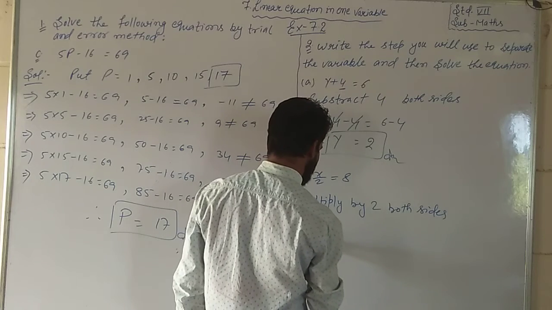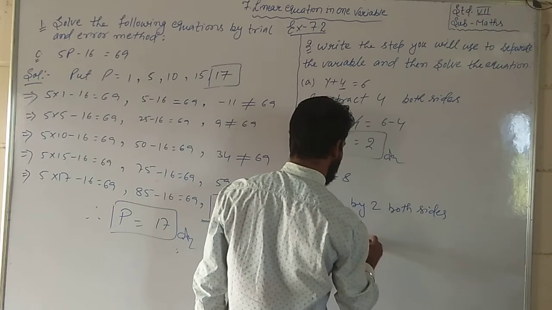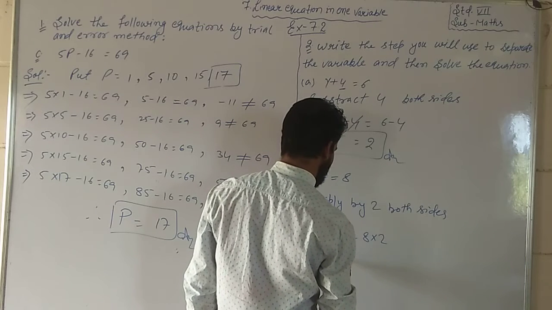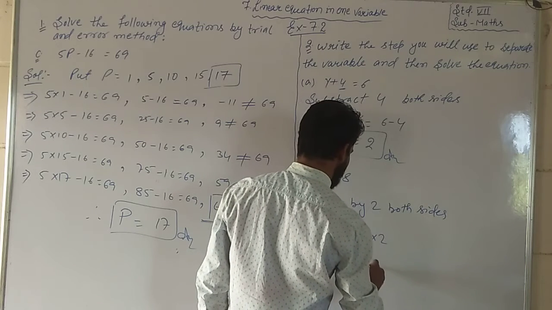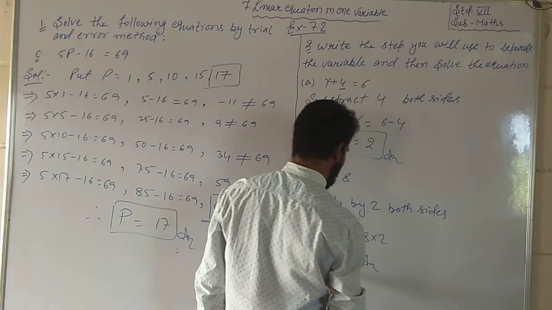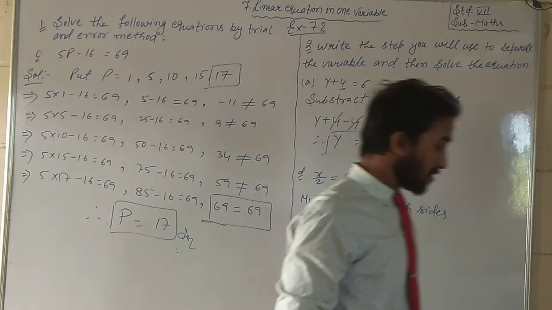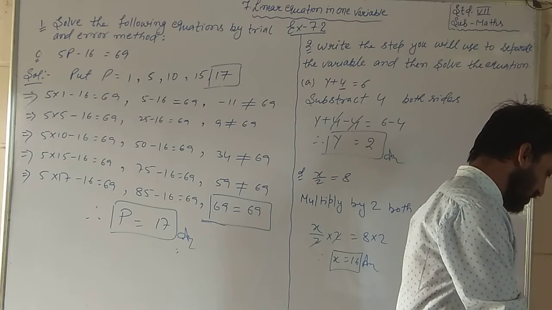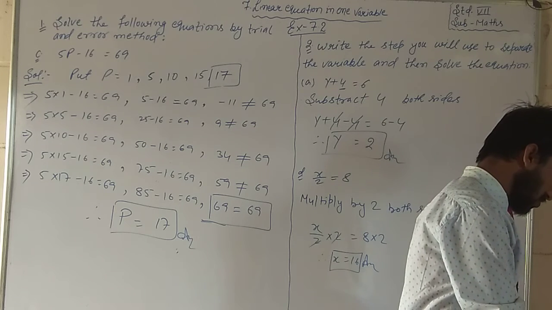So x by 2 into 2 is equal to 8 into 2. The 2 cancels. x is equal to 16. I hope you have understood, students. The questions left, B and C, it's your turn to do.